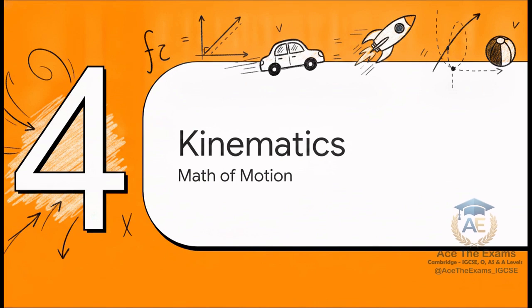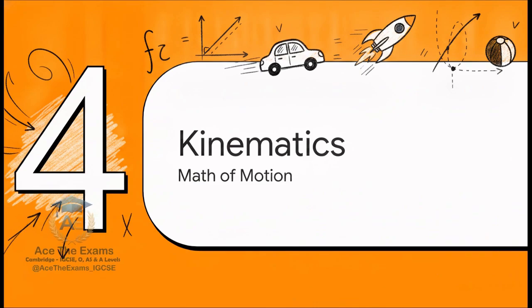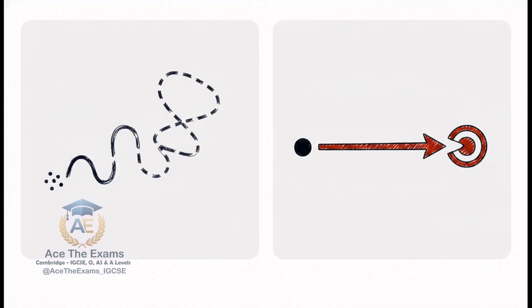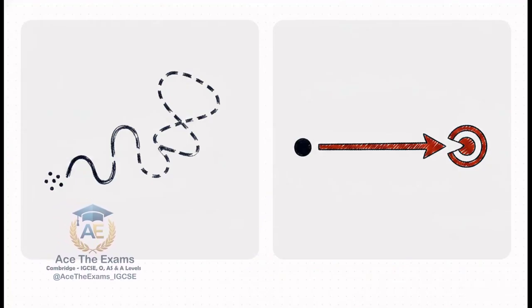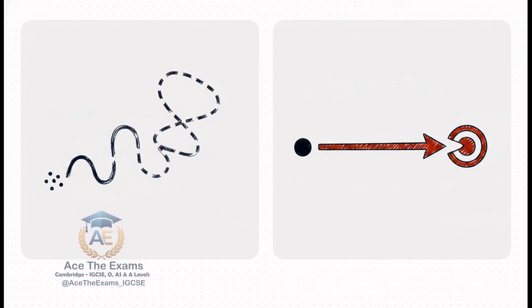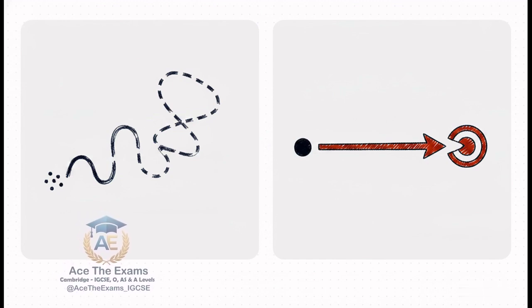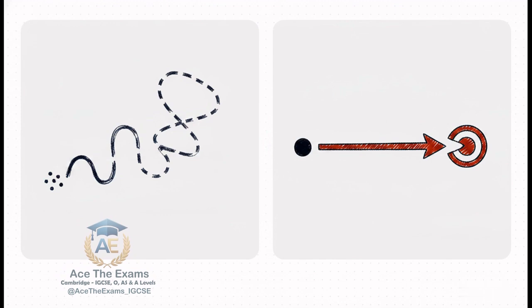Moving right along to Section 4, Kinematics, the math of motion. Applying all those rules of calculus directly to physical, real-world spaces plunges us into kinematics. But listen, before objects can even start moving, we have to establish exactly how we are measuring them. You need to intimately know the difference between a scalar and a vector.